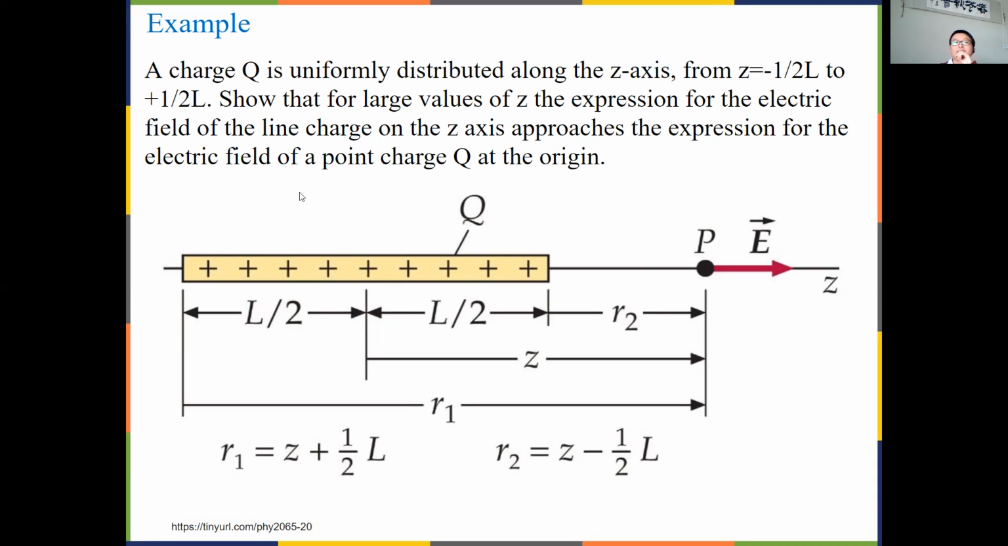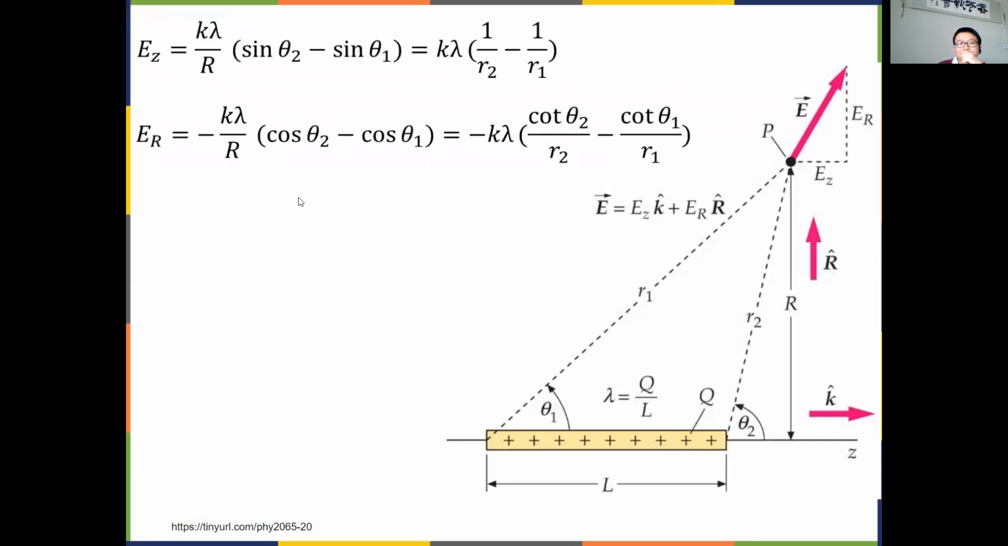So basically you can apply the equation you get in the previous slide. If you go back one slide, you'll be looking at this equation, okay? So E_z, the electric field in the Z direction, is k lambda times (1 over R2 minus 1 over R1). Let's take the equation down. So E in the Z direction is k lambda (1 over R2 minus 1 over R1). In this case, this expression would work better because we know R1 and R2.